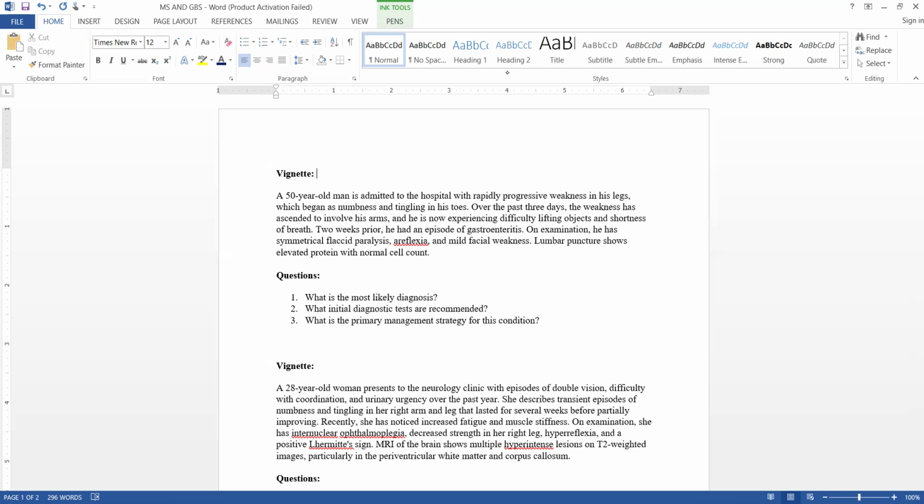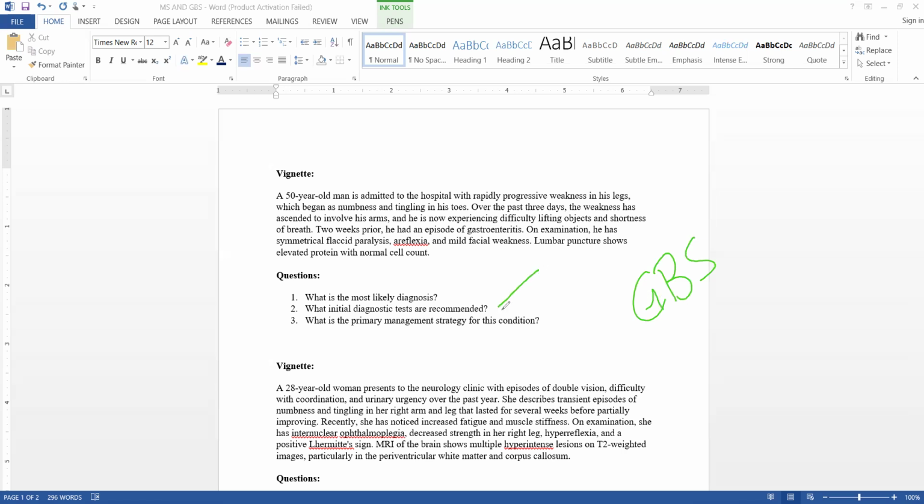And he has experienced difficulty lifting objects and shortness of breath. Shortness of breath, we already discussed, is due to involvement of the diaphragm. So what will be the diagnosis in this case? Guillain-Barré, GBS. So you rightly diagnosed this as GBS.